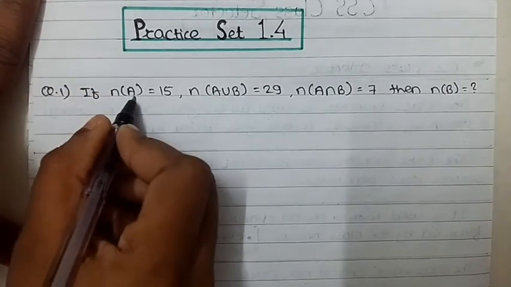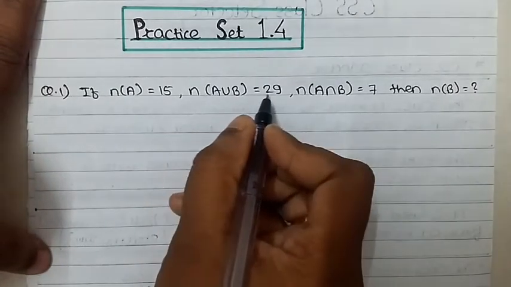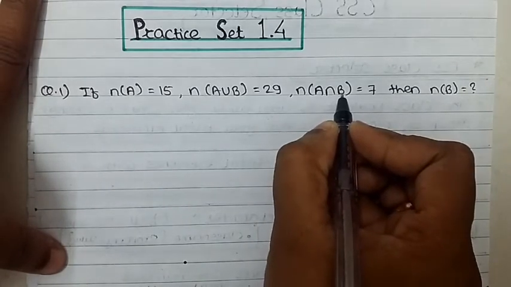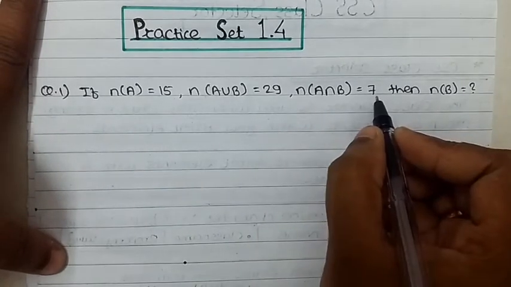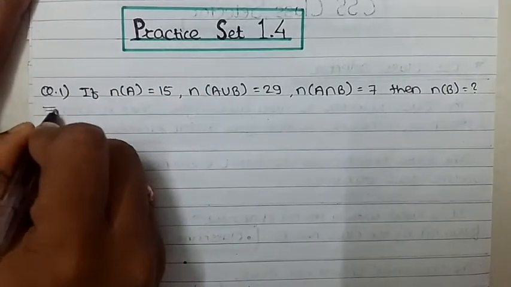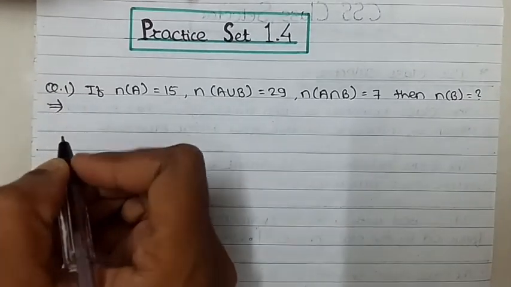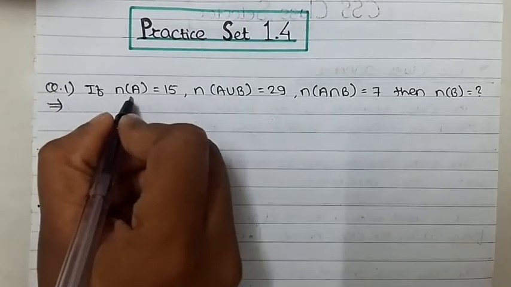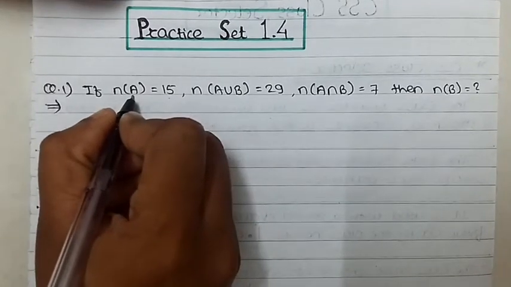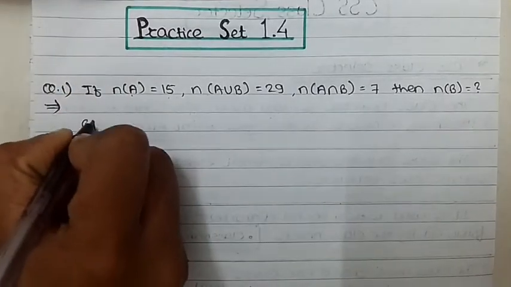If n of A is equal to 15, n of A union B is equal to 29, n of A intersection B is equal to 7, then find out n of B. So how to solve this question? Listen, what is meant by n of A? n of A means there are 15 elements present in set A. So first of all, write down the given as it is.